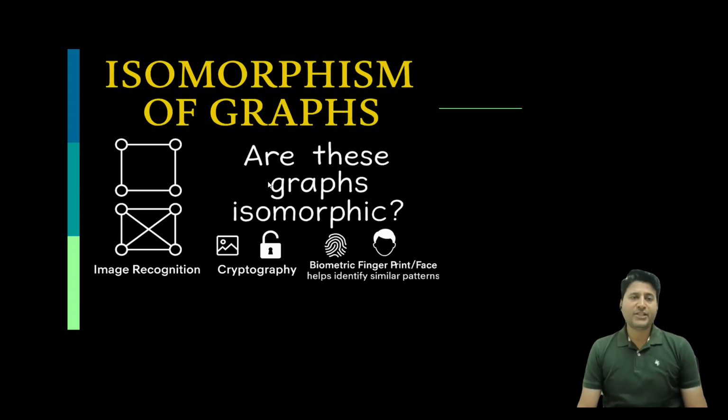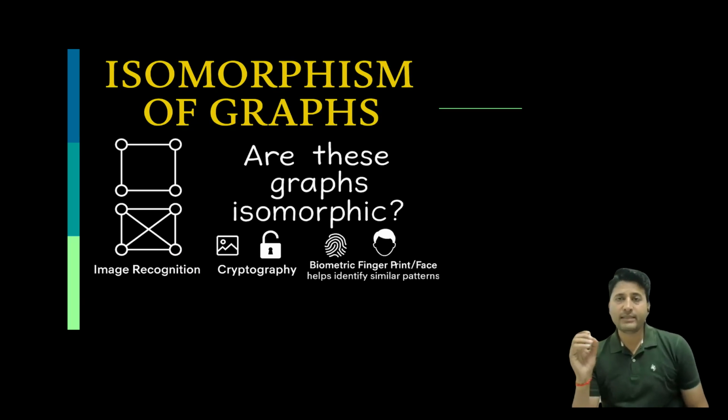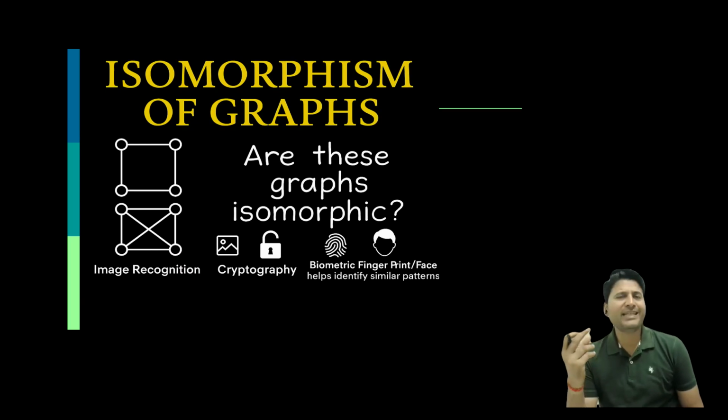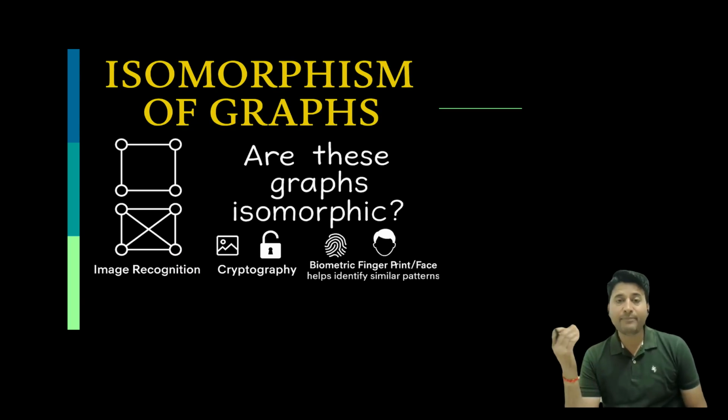Hello everyone. In today's session, I'm going to discuss one of the important concepts of discrete mathematics, which is graph isomorphism, or we can say isomorphic graphs. This has wide application in various domains of CS, as well as in AI, electronics and telecommunication. It is used in biomedicals, as a cryptography tool, and for image recognition, biometrics, fingerprint sensors, and face sensors. So it does have a variety of applications.